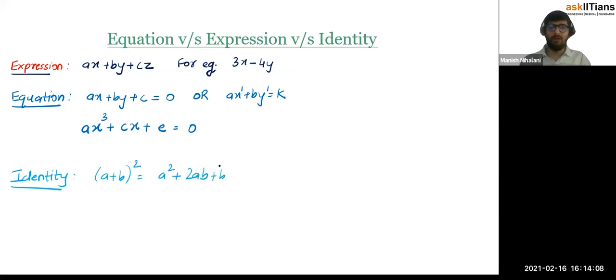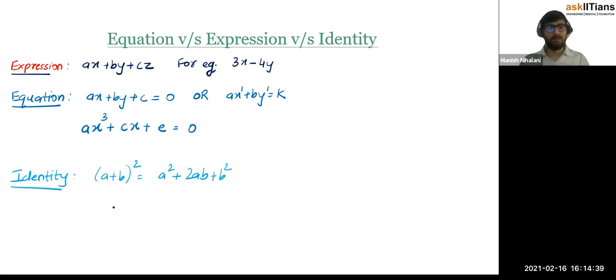This is what we have been learning since ages, right? (a plus b) whole square is a square plus 2ab plus b square. ये हम कब से पढ़ रहे हैं? Now this is an identity. Now how will you say that any expression, because this looks like an equation, right? This looks like an equation. It has an equal to sign, and there are two particular expressions on one side and the other side. So how will you say that this is an equation and not an identity?